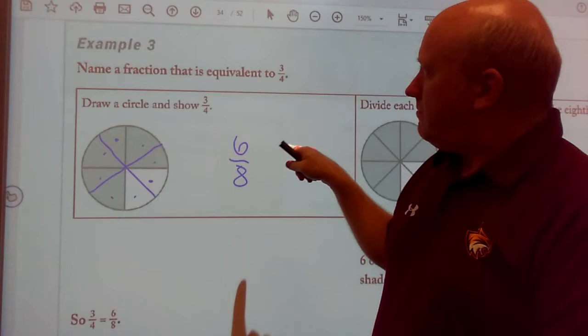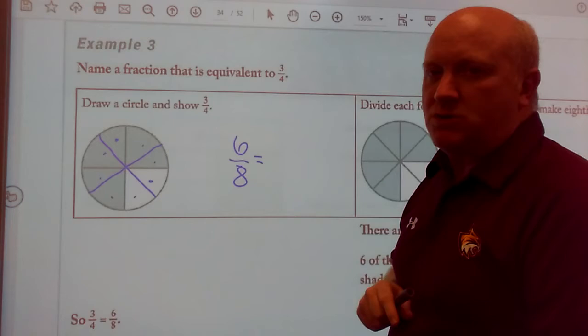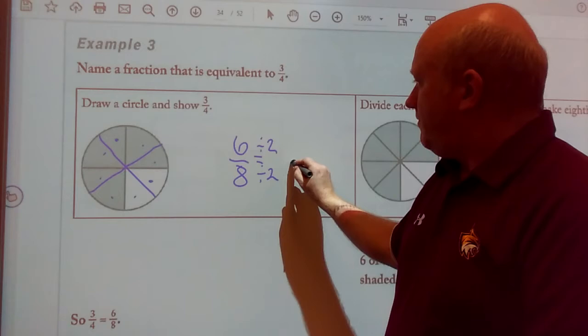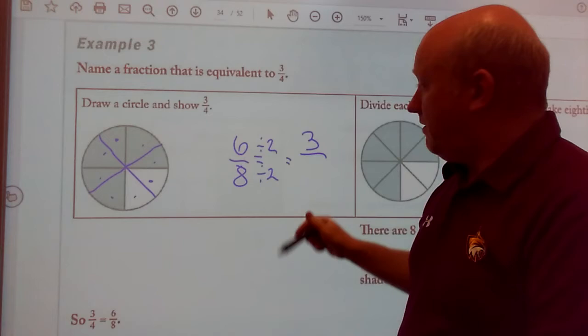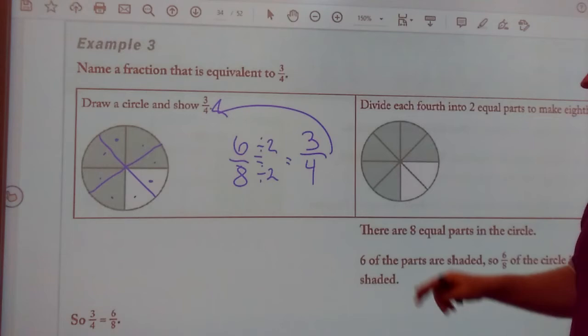And also, if you reduce the fraction 6 over 8, what number can go into 6 and 8? 2. So what is 6 divided by 2? Well, what's half of 6? 3. And then 8 divided by 2? What's half of 8? 4. And there you go. So 3/4 is equivalent to 6/8.